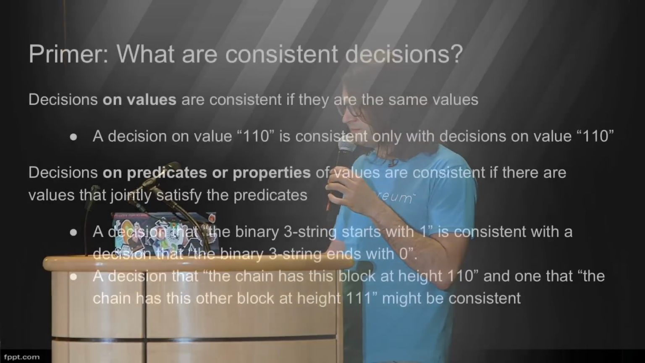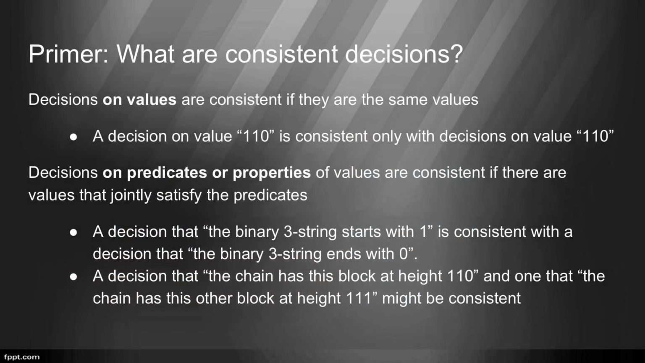A decision on a value is consistent with a decision on a value if they're on the same value. For example, a decision on the 3-string 110 is consistent with a decision on the 3-string 110. Predicates are consistent if there's a value that satisfies all of them. So a decision that says the 3-string starts with 1 and a decision that says the 3-string starts with 0 are consistent because there's a string, for example 110, that satisfies both.